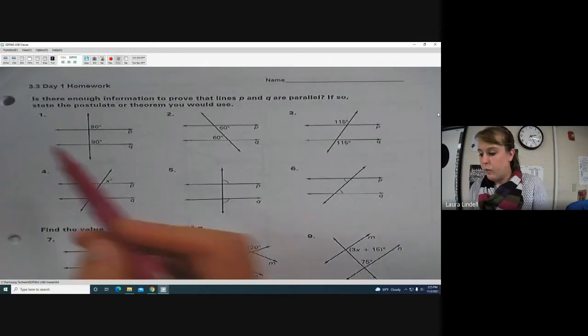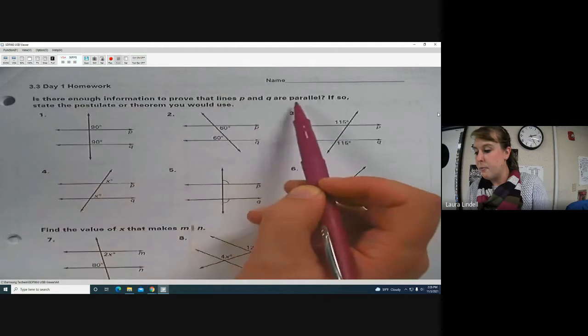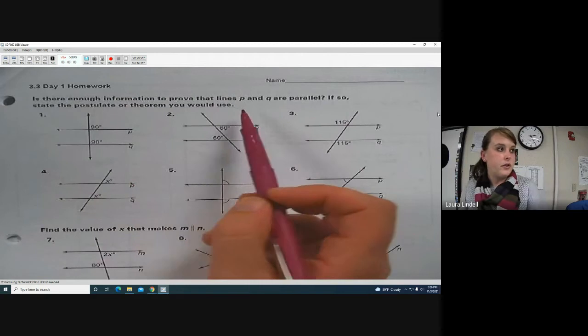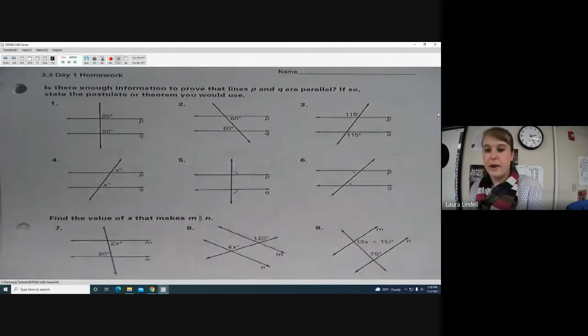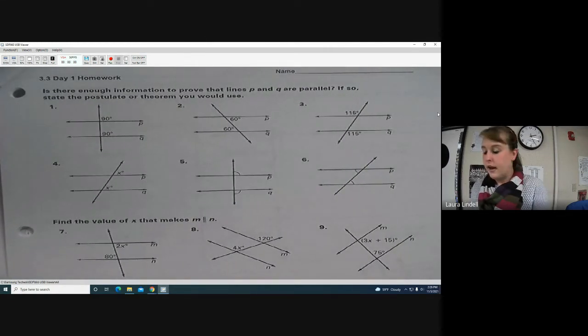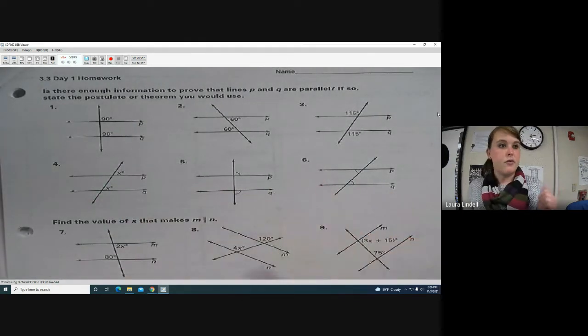All right, and then 1 through 6 here ask, is there enough information to prove that lines P and Q are parallel? If so, state the postulate or the theorem you would use. So these are just like examples 5 through 8. So if you need to, go back and look at examples 5 through 8 and see if that can help you with any of these. You need to say yes or no if there's enough information. And then if there is enough information, say which angle relationship tells you that there's enough information.